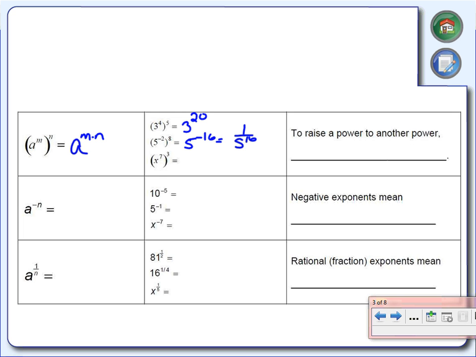And the next one, x to the 7th to the 3rd power. If I multiply those two exponents together, I end up with what? 21. So all we're doing is multiplying the exponents. So over here on the verbal description, to raise a power to another power, as we just said, we're going to multiply the exponents.